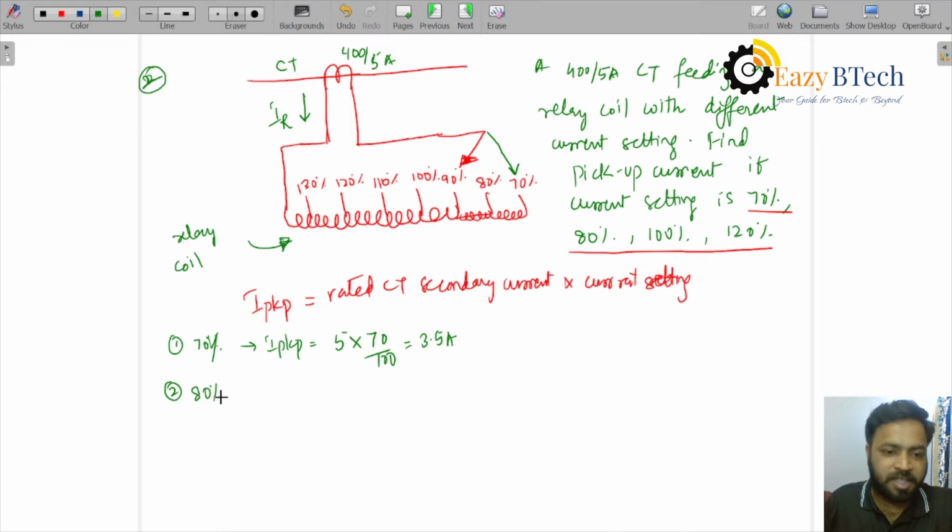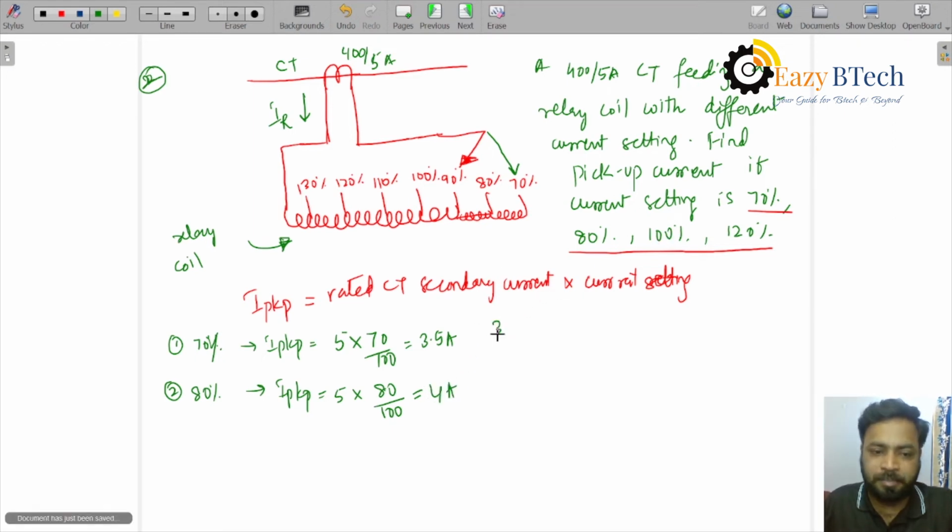For 80% setting, I pickup equal to, again same formula, rated CT secondary current, which is 5 amperes, multiplied by the current setting. Here the current setting is taken as 80%, 80 by 100. So 5 8s are 40. So 4 amperes will come here.